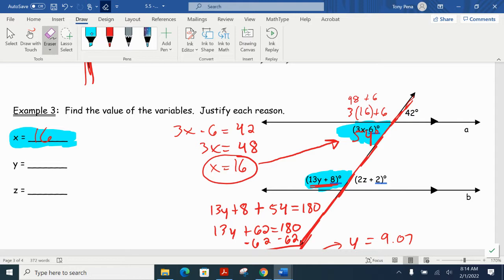So come back up to here. Notice how this should have been 3x minus a 6. I did 3x plus a 6. So let's change that real quick. So minus a 6, minus a 6. That's going to require quite a bit of changing here. So this actually should have been 48 minus a 6. So what that then tells us is this is a 42 degree angle.